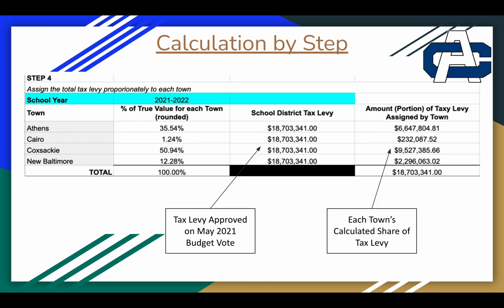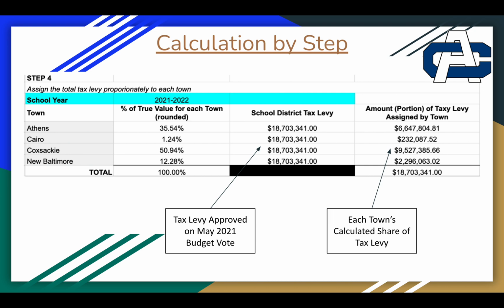In our next step, we're going to divvy up our tax levy using the percentages that we just calculated. The result of this calculation represents the dollar amount of the tax levy that each town is responsible for. It is also important to note that the tax levy for this school year adheres to the New York State tax cap, whereas the tax levy increase is below 2%.